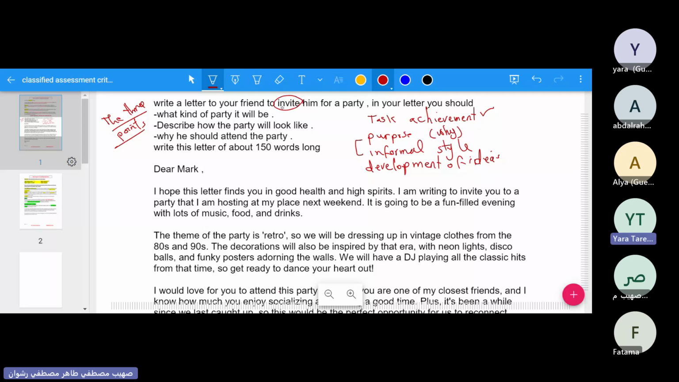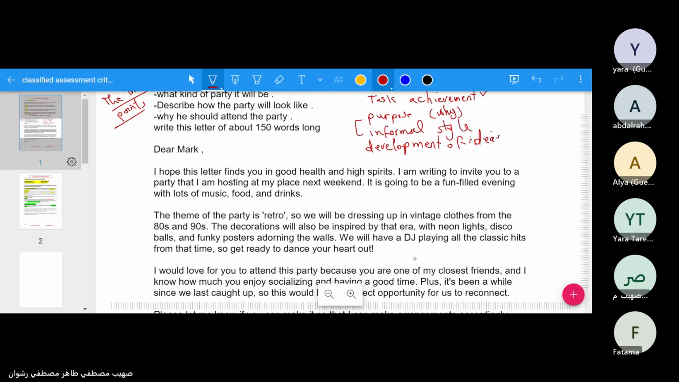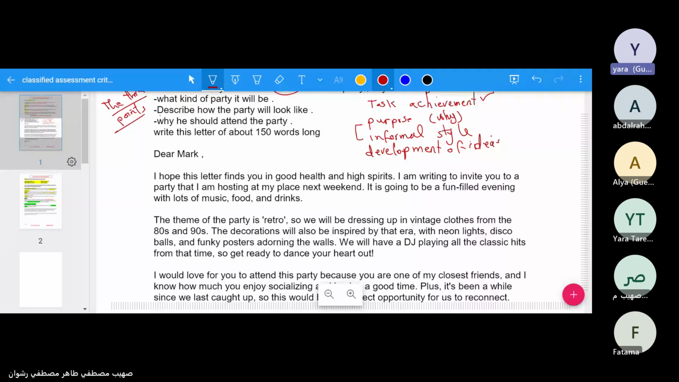The purpose is to invite his friend to the party, and it's completely clear. For the register, it's informal. We know that because he included hits and dance your heart out, which is clearly informal. I think it's informal because of the words he used to invite his friend. Also, he developed the ideas, like he said why and what will be there. Okay, well done. Thank you.